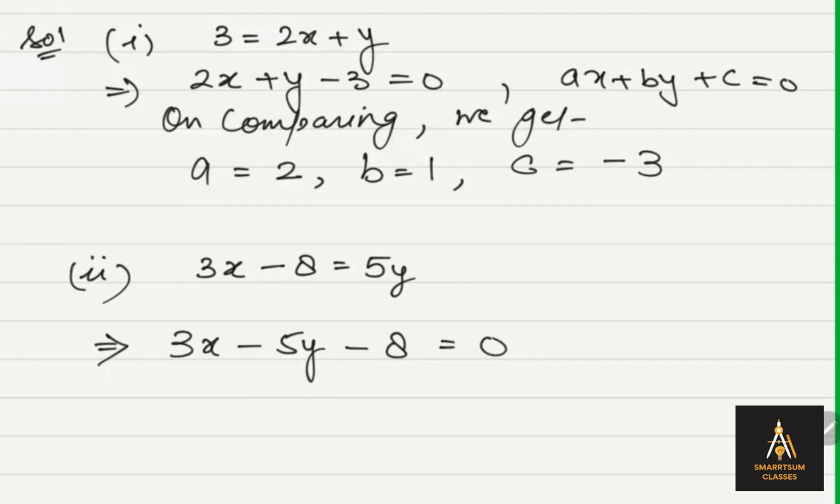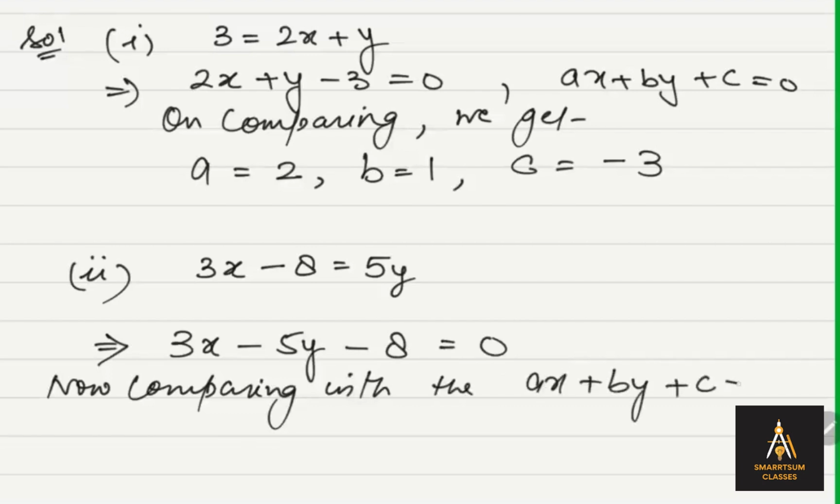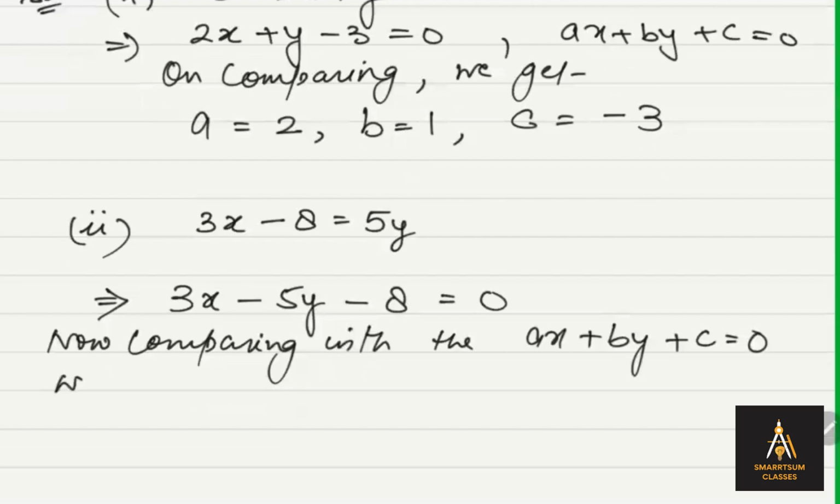Now comparing. Compare this with the standard form, that is ax plus by plus c is equal to 0. So what we get? We get the values of a, b, c, right? So what is the value of a now? 3. What is the value of b now? Minus 5. And c? Minus 8. Understood?